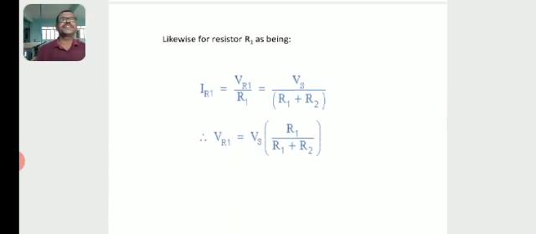Likewise for resistor R1, I is equal to VR1 by R1, which is equal to Vs by R1 plus R2. Therefore, VR1 is equal to Vs into R1 by R1 plus R2. That is the voltage drop across R1.